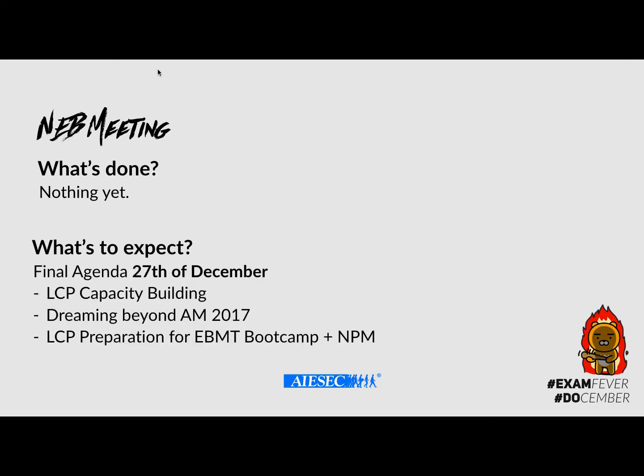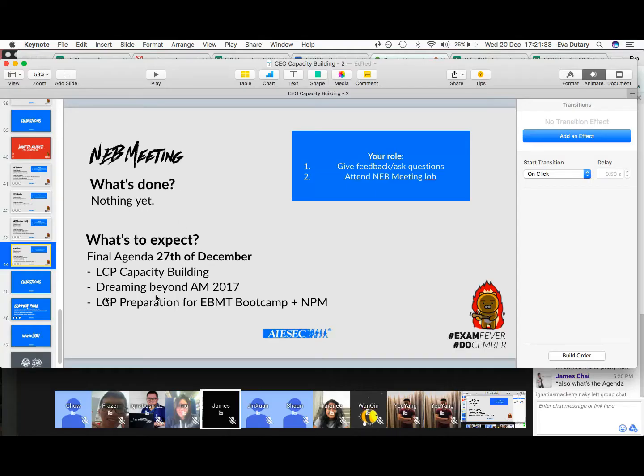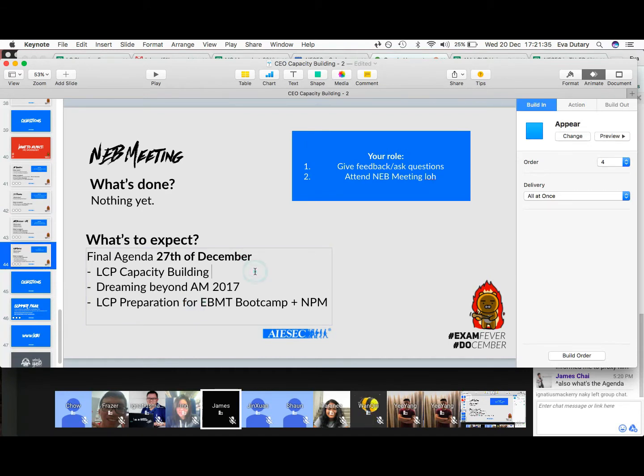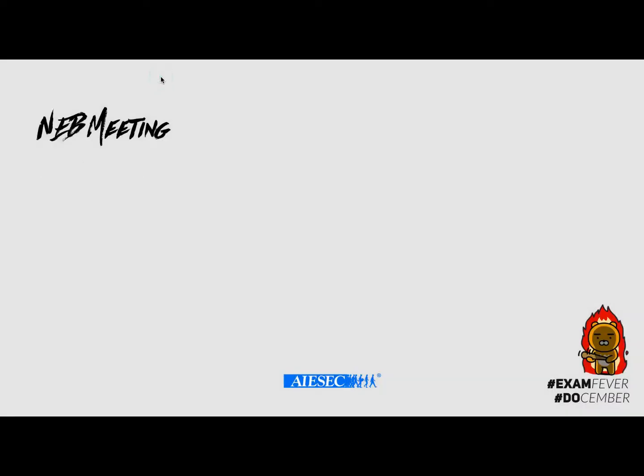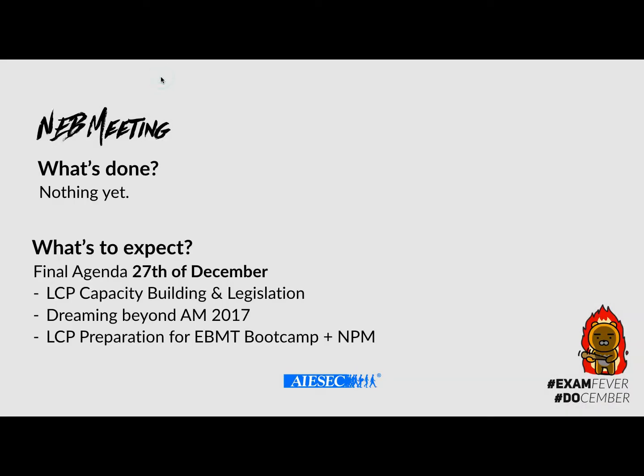So what to expect: final agenda by the 27th of December. The agenda will contain things like LCP capacity building, of course, legislation. I didn't put it. I feel like a failure. I should put legislation here. Legislation. Yes. So the agenda will contain things like LCP capacity building, legislation, dreaming process beyond AM 2017, and LCP preparation for EBMT bootcamp and NPM.